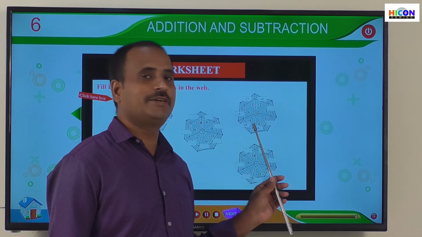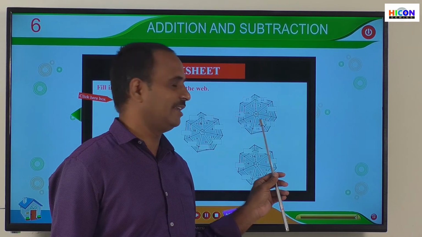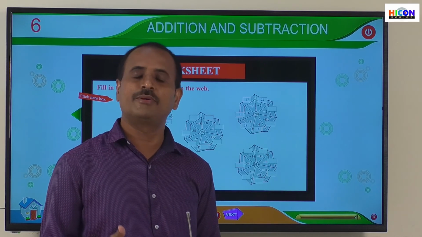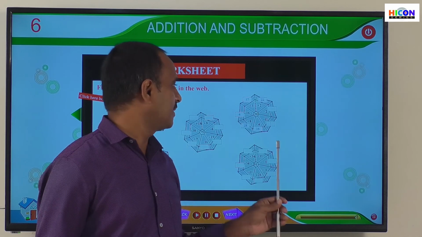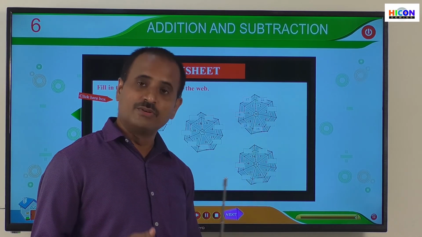So children, go to the next number. So what is the next number here? 11. What is the symbol given here? Minus. So minus means subtraction. So now subtract 11 from 20. How can you subtract here?